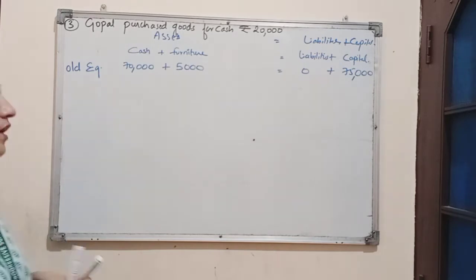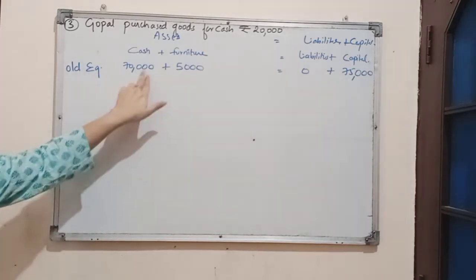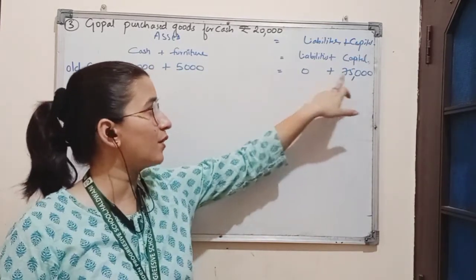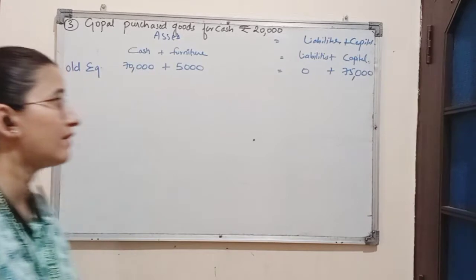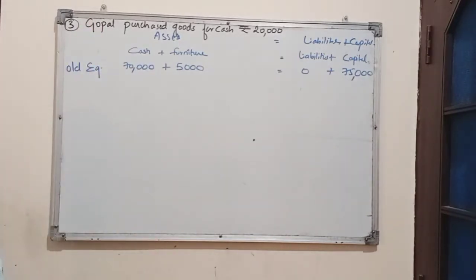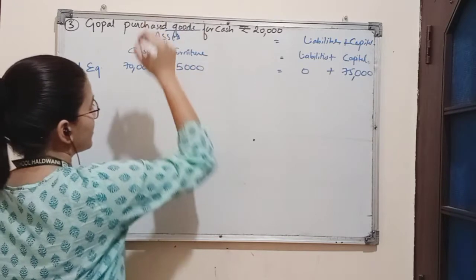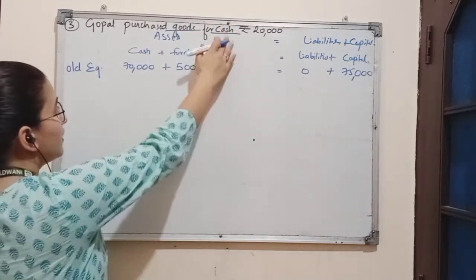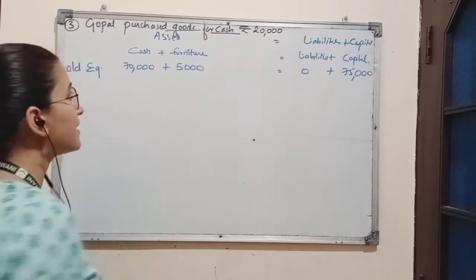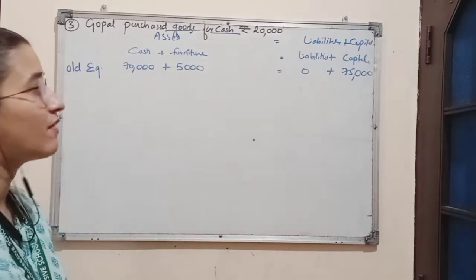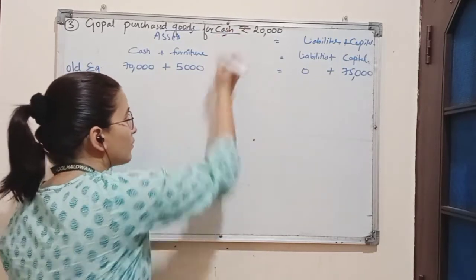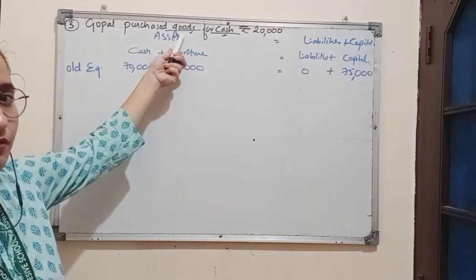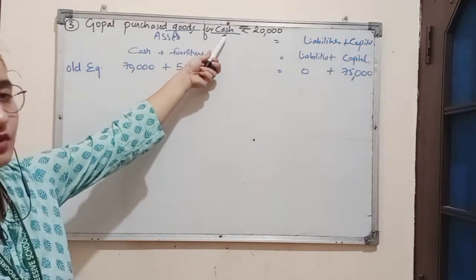Now here this is the old equation where cash is amounting to rupees 70,000, furniture amounting to rupees 5,000. There is no amount of liabilities now, and capital amounting to 75,000. Now according to the transaction, Gopal has purchased goods for cash. Now goods and cash both are assets. Here the value of one asset is increasing, which is goods, and at the same time the value of another asset is reducing, which is cash. So if Gopal has purchased goods, it increases the amount of goods and it reduces the amount of cash.